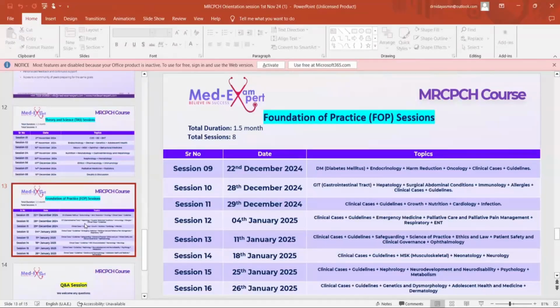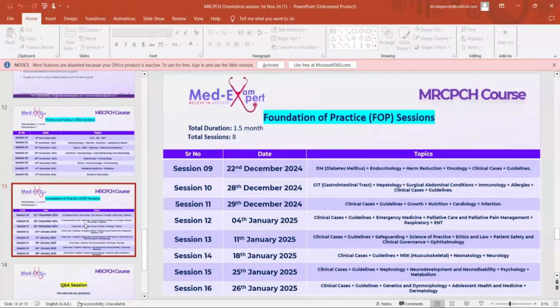The second session, the 10th session of the whole course, will cover GIT, hepatology, surgical abdominal conditions, immunology, allergy, clinical cases and guidelines. The 11th session, or third, will be clinical cases, guidelines, growth, nutrition, cardiology, and infection. The fourth will be a clinical case along with the guideline. In each session, we will discuss the relevant guideline along with topics like palliative care, management, respiratory, and ENT.